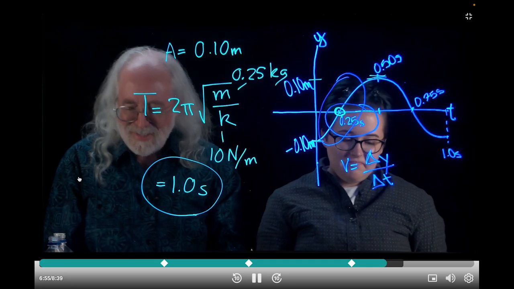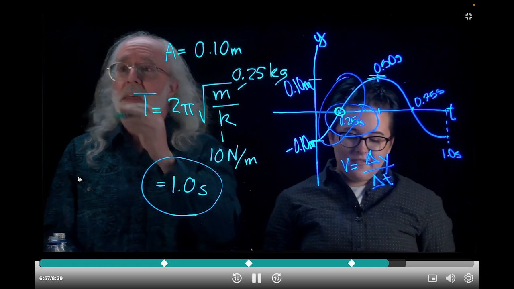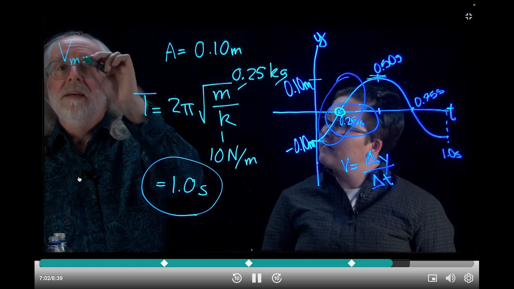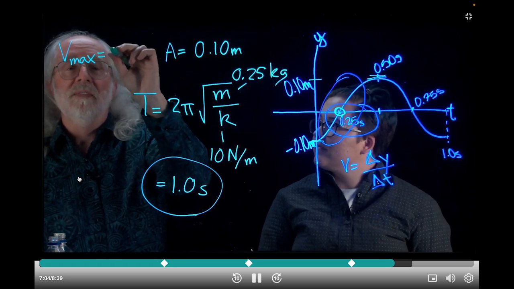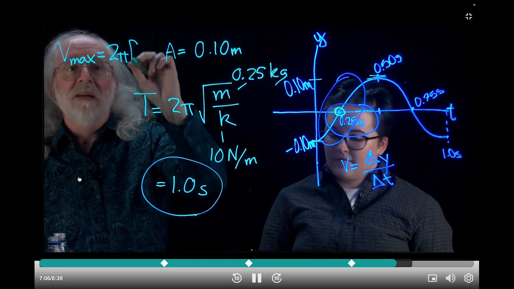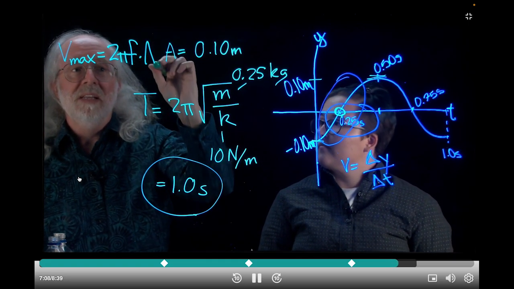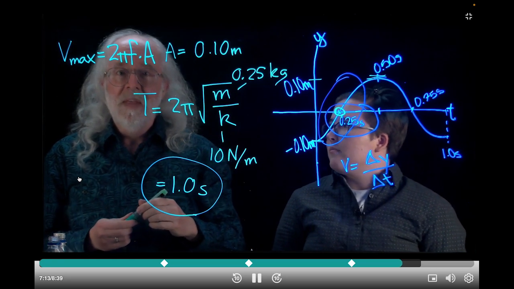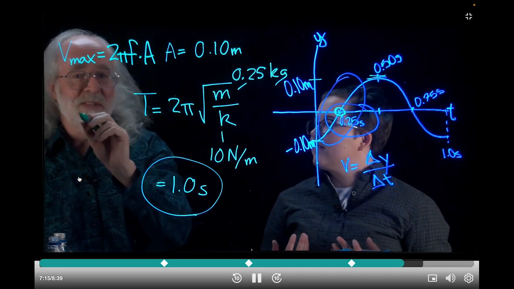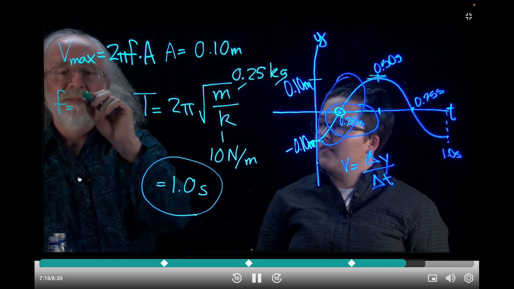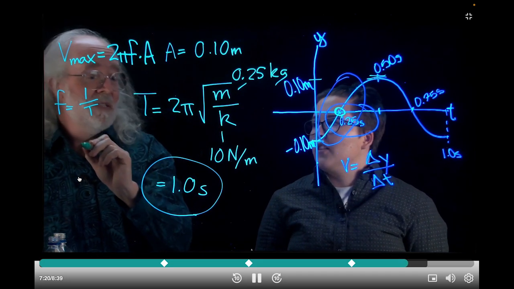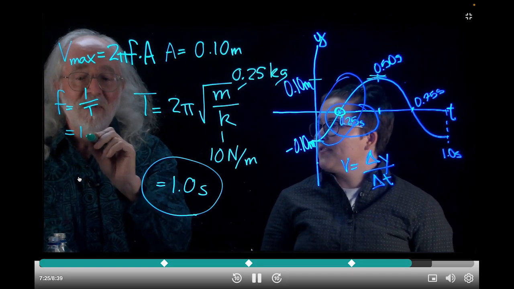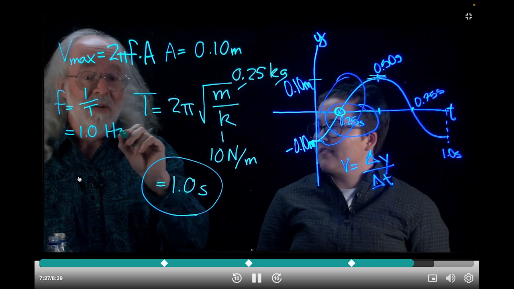We didn't know what the max speed is, so for that, we're going to need another relationship. If we know the frequency and we know the amplitude, we can calculate the maximum velocity. It's 2 pi times the frequency times the amplitude. That's our basic relationship for the maximum velocity. But Brian, we don't have frequency. We don't have frequency, but we do have period. And I know frequency is just equal to 1 over the period. If the period is 1 second, the frequency is 1 hertz, or 1 cycle per second.